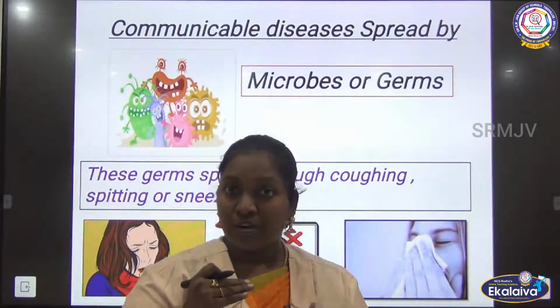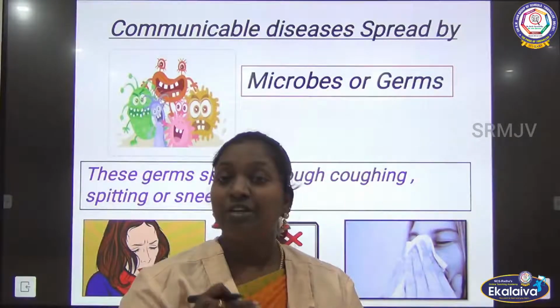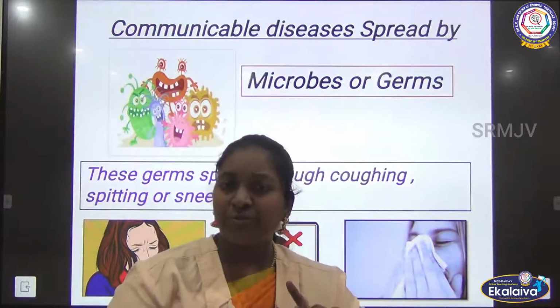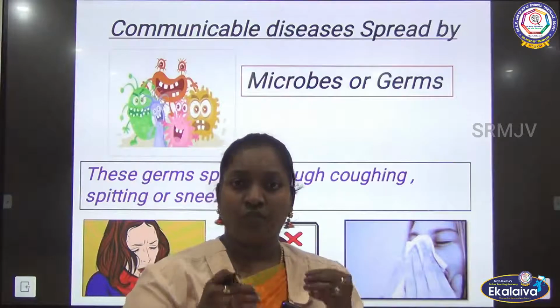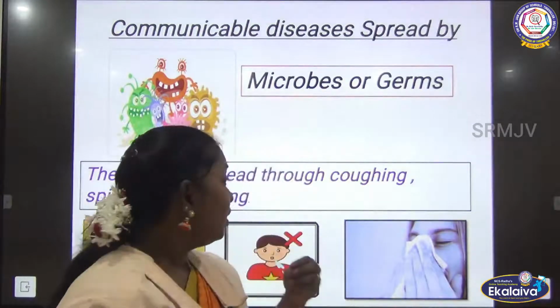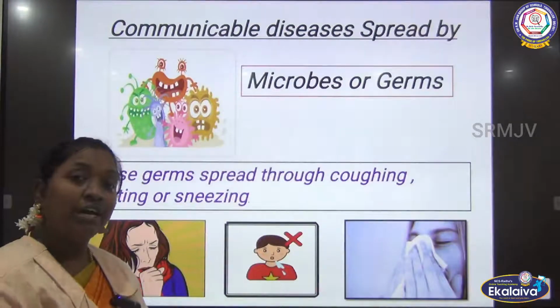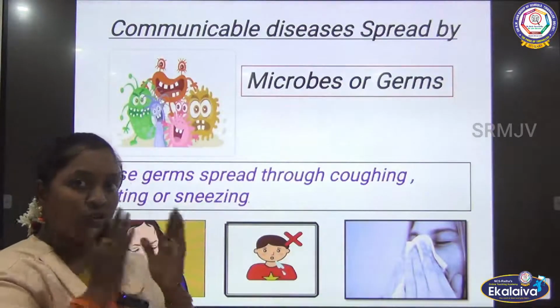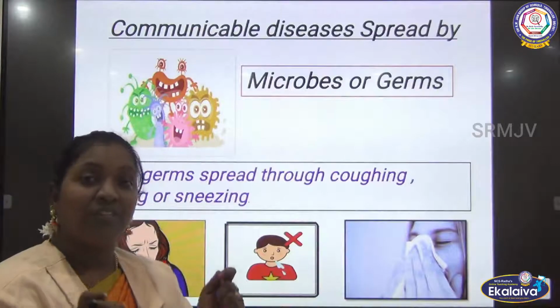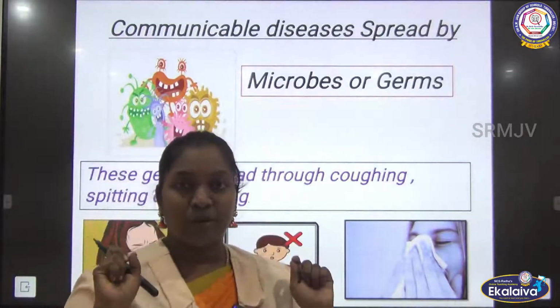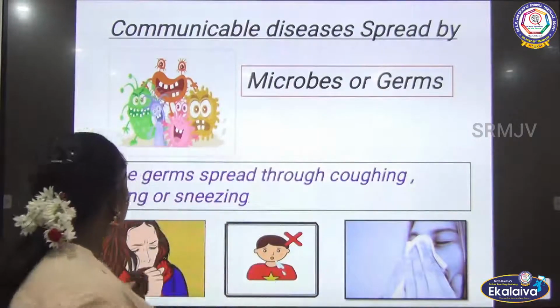So how are communicable diseases spreading? Through the germs. How are the germs spreading to others? By way of coughing, sneezing or what? Spitting. We should avoid these habits. If it comes, we cannot avoid the coughing and sneezing. Instead, what can be done? We can use a kerchief or tissue paper instead of spreading it to others.